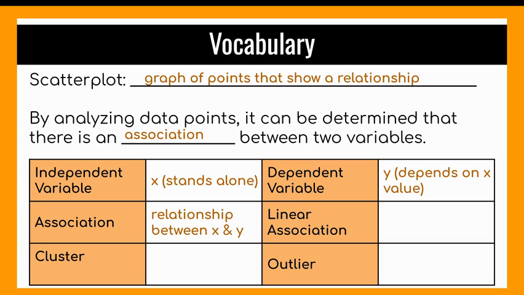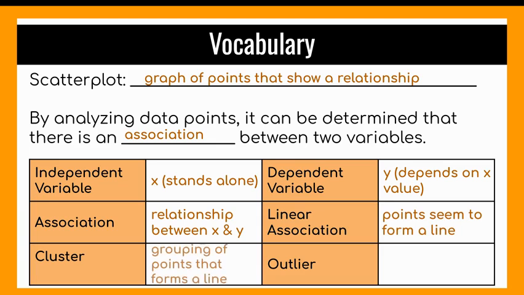An association is some kind of relationship between your independent and dependent variables. It's that relationship between x and y. So for example, if your independent variable is age, there is a relationship between your age and your height. So that would be an association. Linear association is when the points seem to form a line. The word linear says line in it. A cluster is a grouping of points in the line. And an outlier is a point that's not part of the cluster. It's kind of off on its own.